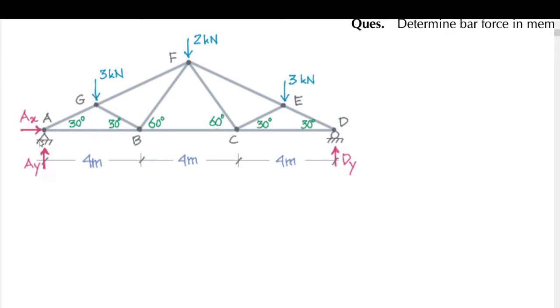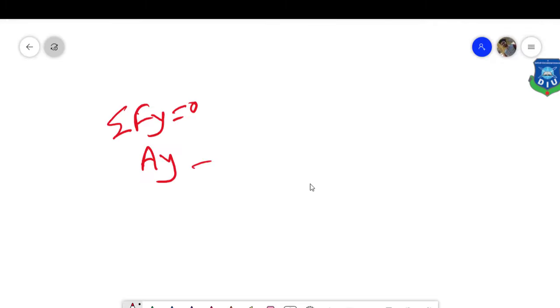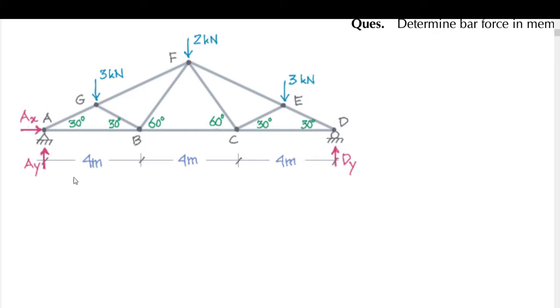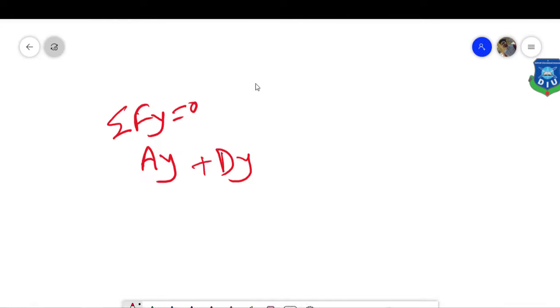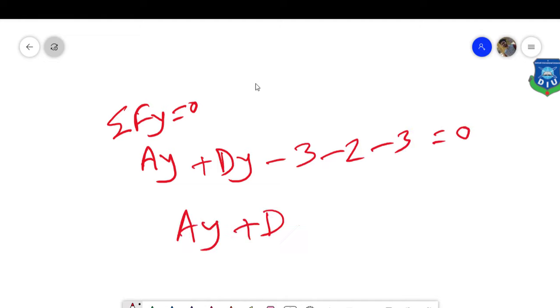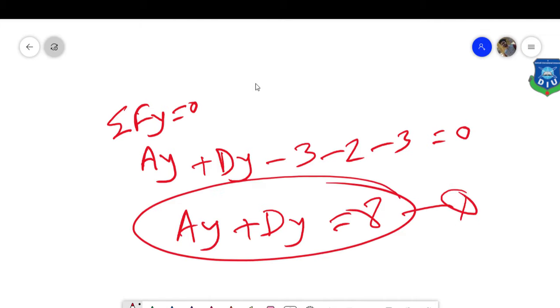As Ay is in the upward direction and Dy is in the upward direction, you can write Ay plus Dy, and the 3 is in the negative downward direction, that is why it is negative, so minus 3 minus 2 minus 3 equals 0. So Ay plus Dy equals 8. So this is equation 1.